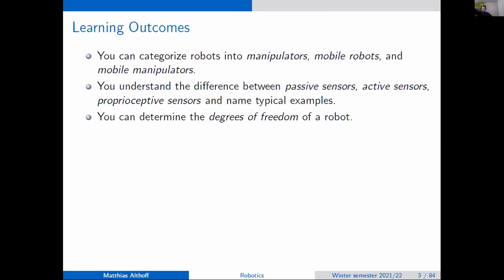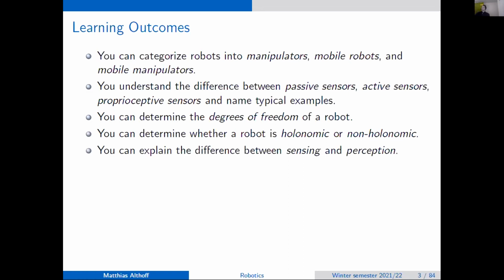Then we have talked a little bit about some mechanical aspects. So you will be able to determine the degrees of freedom of a robot. And you can determine whether a robot is holonomic or non-holonomic, which is a direct consequence of the degrees of freedom of a robot. You will also be able to explain the difference between sensing and perception. Sensing is essentially physically sensing, like the pixel of a video image, and perception is then the interpretation, like finding a person in the image.